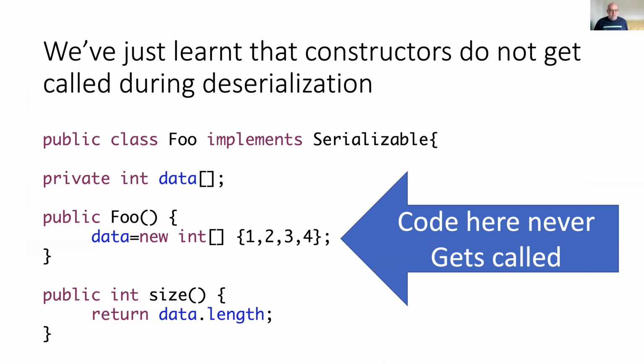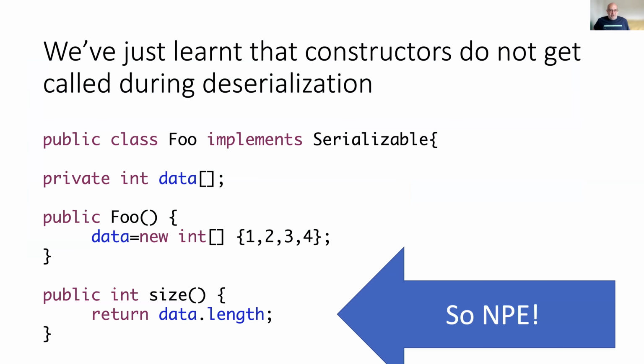Constructors don't get called, so there's no instantiation of that code. So when you call the method and you say, what's the size? Data is null, you get a null pointer exception, right? And you can imagine that could cause chaos just on its own, let alone some of the other aspects of this.